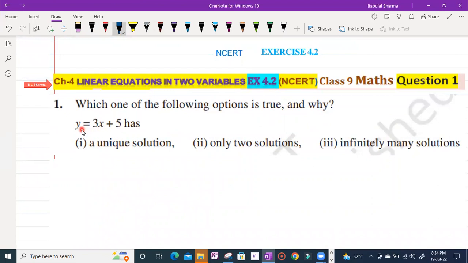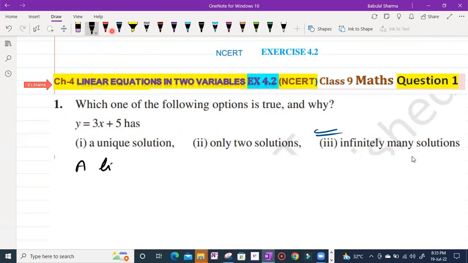Y is equal to 3x plus 5. Student, y is equal to 3x plus 5 ये linear equation in two variable है. And linear equation in two variable has infinitely many solutions. क्योंकि आपने देखा होगा sometimes we get 4 solutions, 5 solutions, 10 solutions, 2 solutions. So the third part is correct, and the reason is, what is the reason?